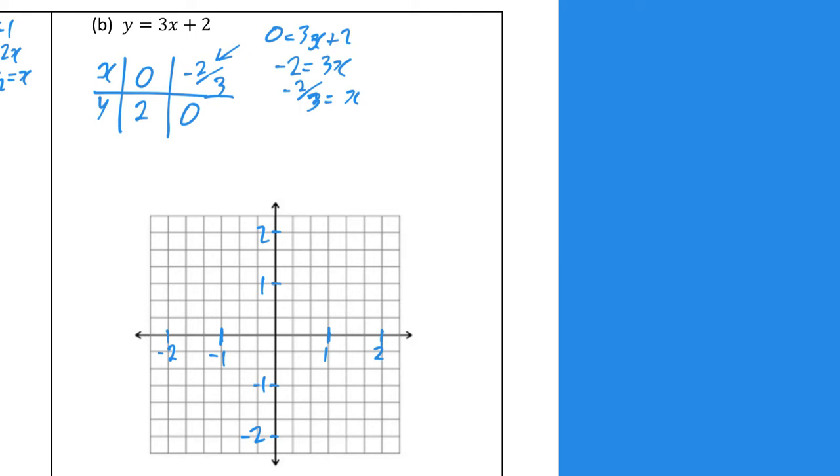So 0, 2 is here. It's my first point, x is equal to 0, y is equal to 2. And then minus 2/3, 0 is going to be here. So I've got those 2 points drawn. And then we can just link those up with a straight line as best as we can.